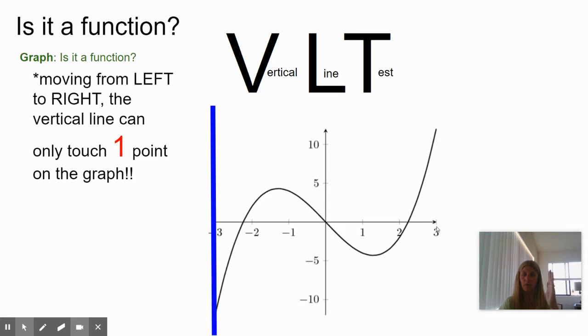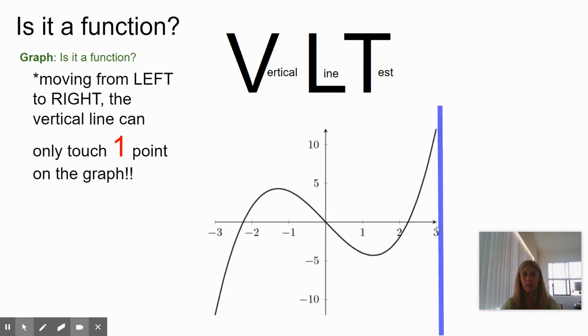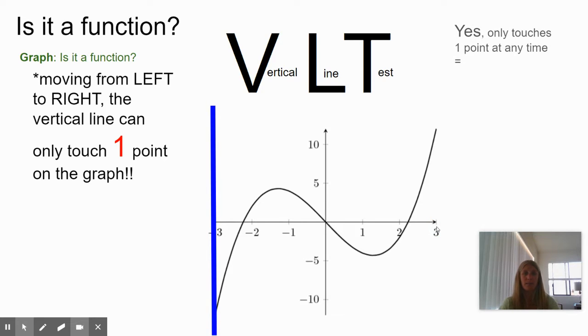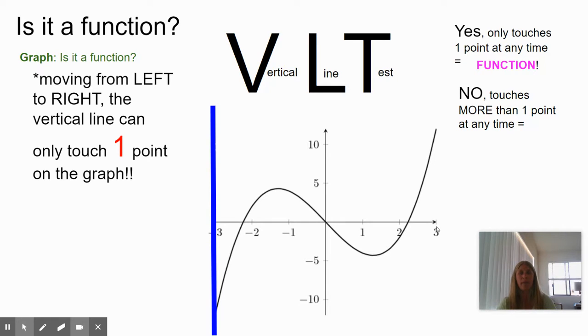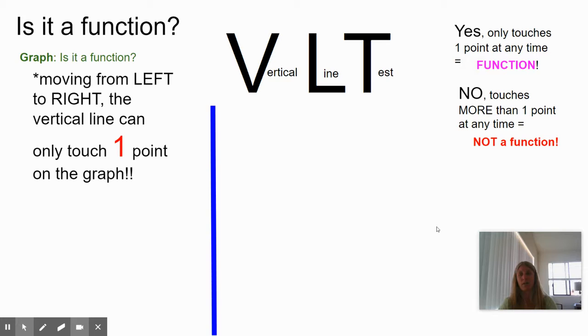We're going to get our vertical line and move it across and see if there's a spot where it touches more than once. So here we go. As we can tell, if the answer is yes, it only touches one point at any time, then we know that yes, it's a function. If the answer is no, there's a place where it touches twice or more, then we know it's not a function. So in this case, yes, it is a function.